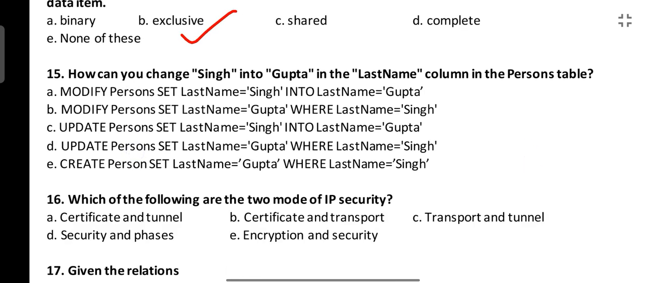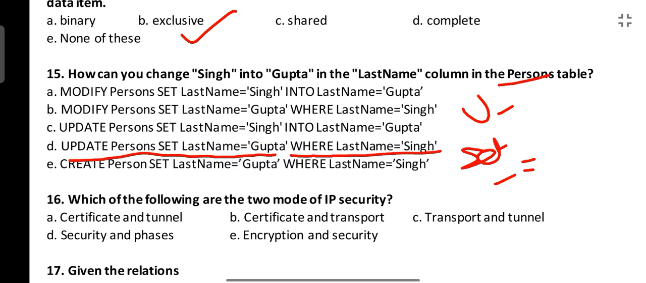Next, how can you change Singh into Gupta in the last name column in the person table? Okay, so we use the update query here. The name of the table is the person table. So what is the syntax? Update table name set column name equal to whatever you want to set, where whatever the condition is. So the update query is: update person set last name equal to Gupta where last name is equal to Singh. Yeah, option D is correct. Here INTO is not correct, we don't use into.